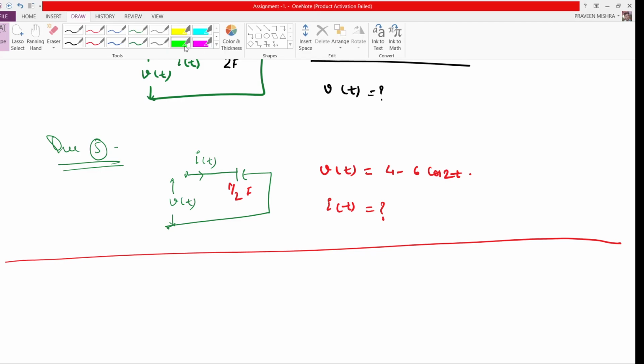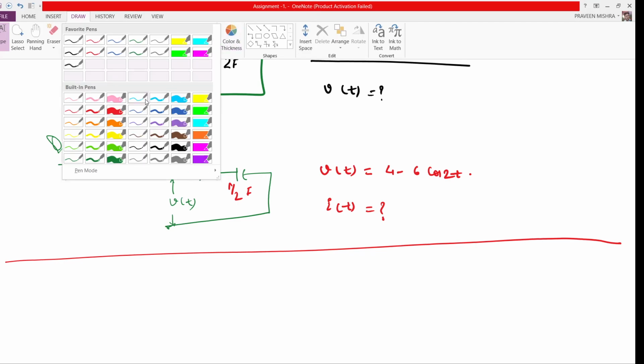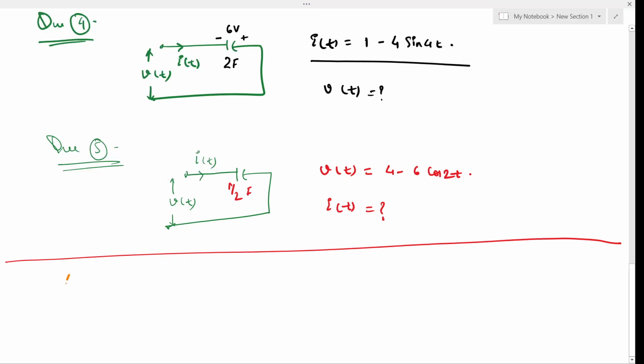Now we will discuss other types of elements. That one is active and passive elements.